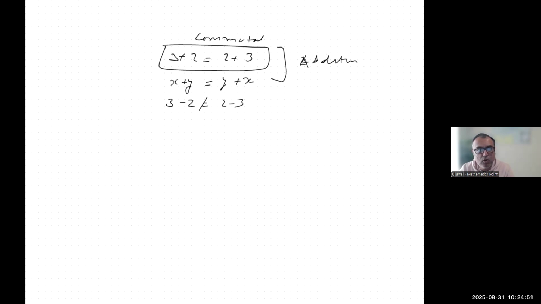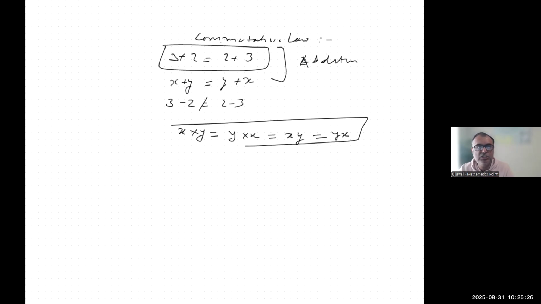Commutative law. Now, commutative law also works for multiplication. X times y, I can write it as y times x. I can write it as xy. Algebra is lazy. They don't write multiplication. And y times x. So commutative law also works for multiplication.